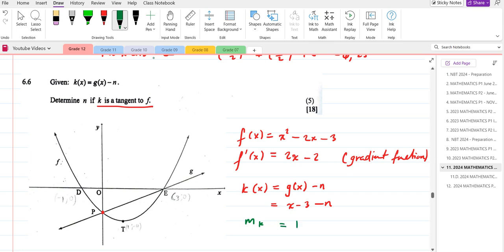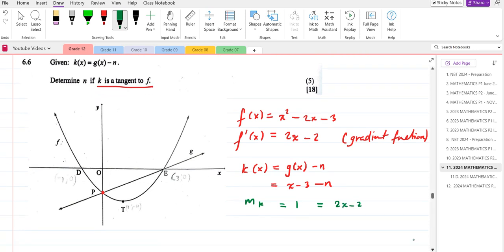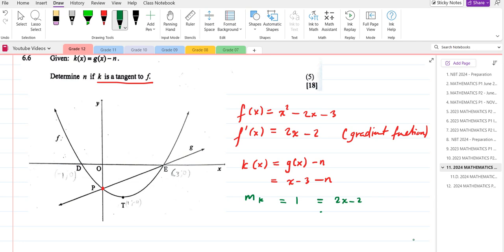Now we need to equate this to the gradient function, because you need to substitute some x value inside here so you get a gradient of 1. And that has to be equal to 2x minus 2. Now you take this minus 2 over, you get 3. So x is now equal to 3 over 2. Since x is equal to 3 over 2, we can find a point of contact.